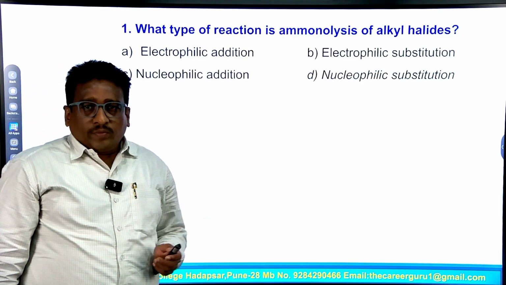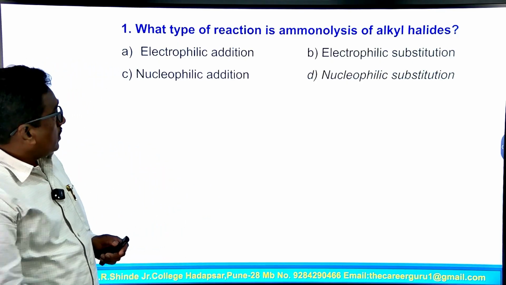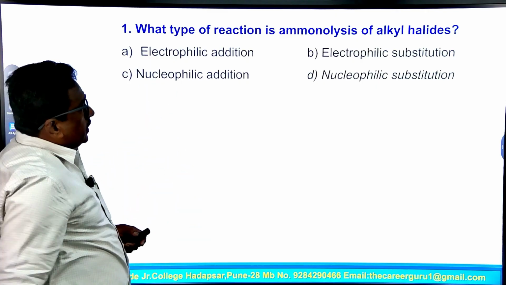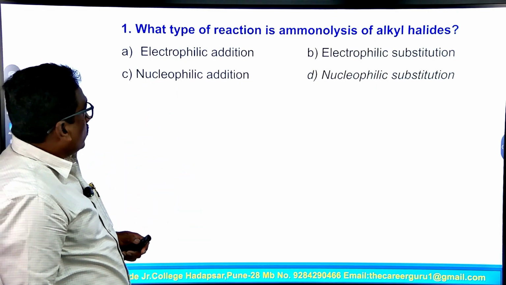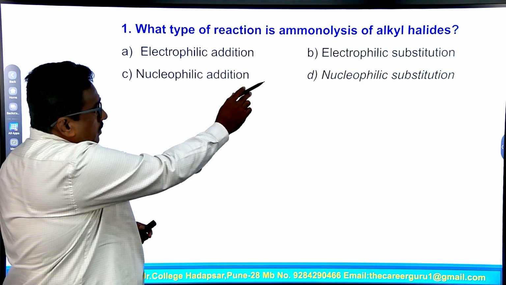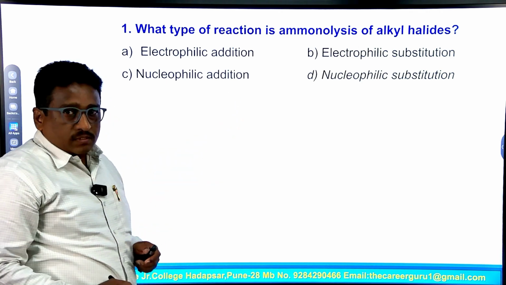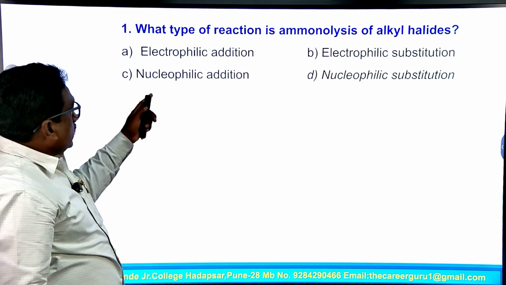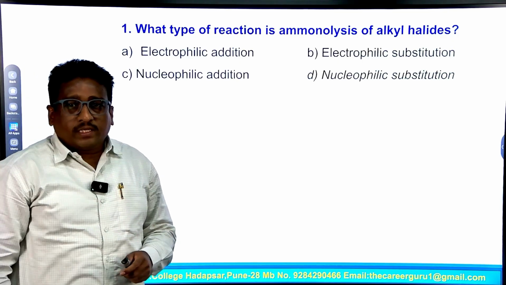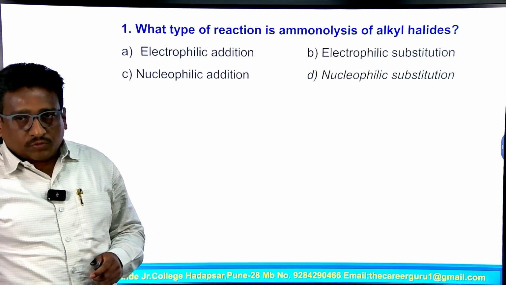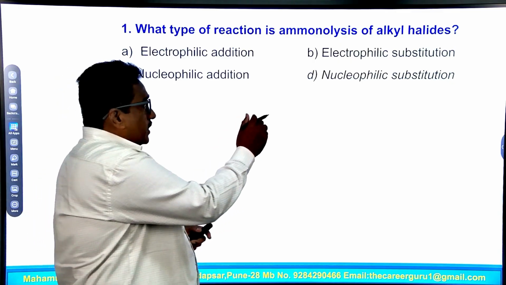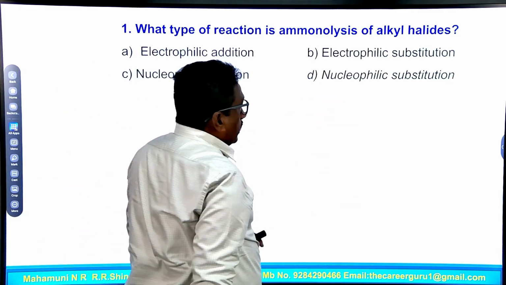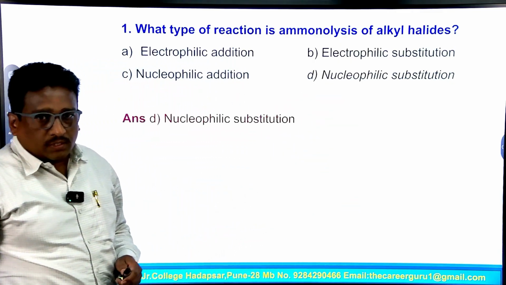So, this MCQ is based on this ammonolysis reaction. What type of reaction is ammonolysis of alkyl halide? Option A, electrophilic addition. Option B, electrophilic substitution. Option C, nucleophilic addition. And option D, nucleophilic substitution. So, this ammonolysis reaction is a type of nucleophilic substitution reaction.